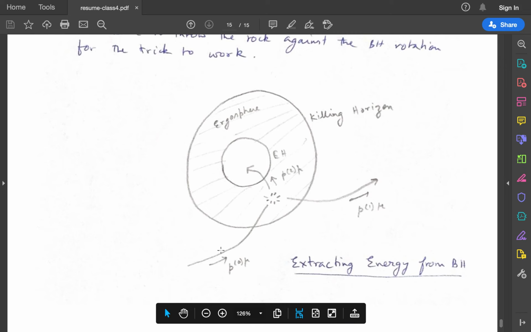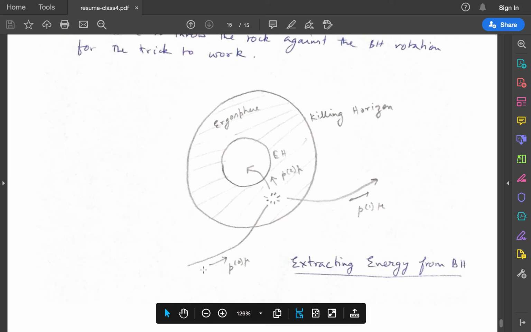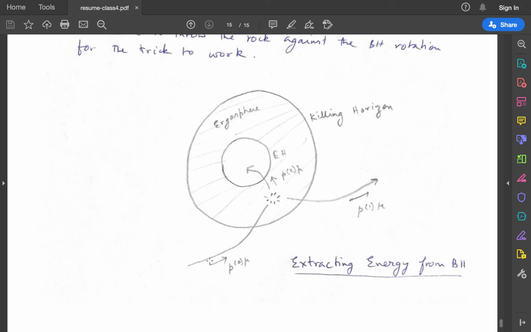This is the figure which shows how to throw the rock and how we can extract energy. This is the top view. This is the ergosphere. Remember, this is the Killing horizon, and this is the event horizon. With this initial momentum, with me and my rock, I can jump into the black hole. Once I have gone inside, I can throw the rock in a particular way, P2, so that the energy can be negative.